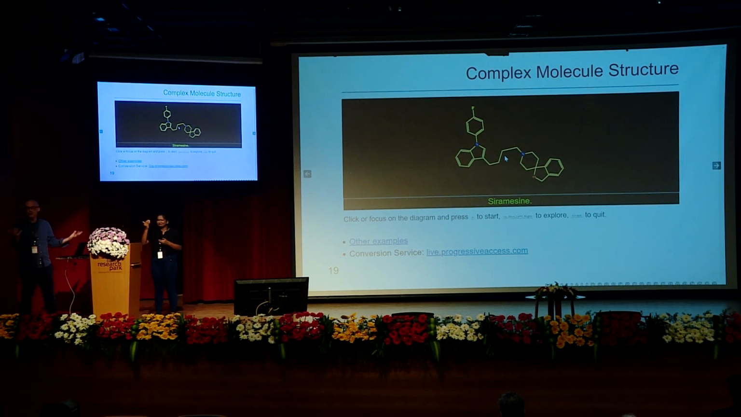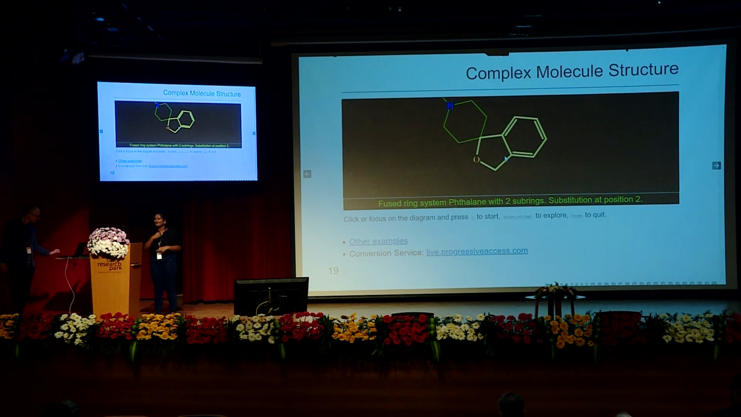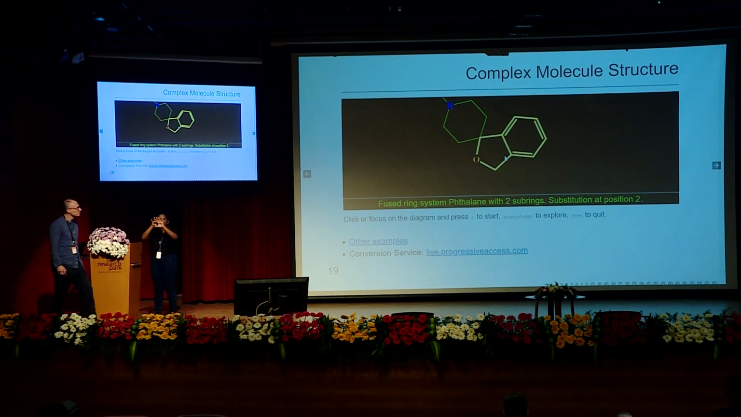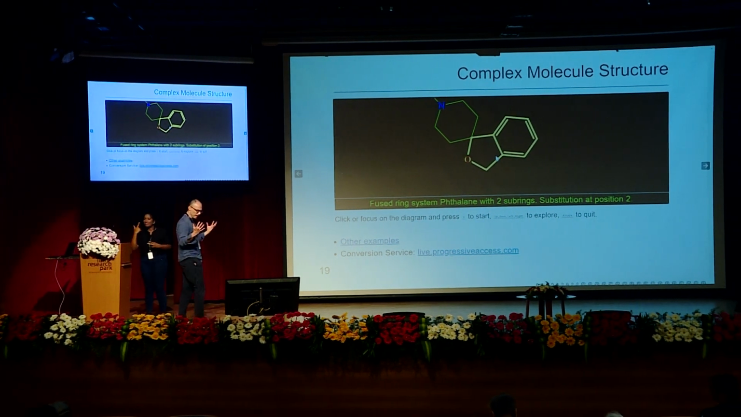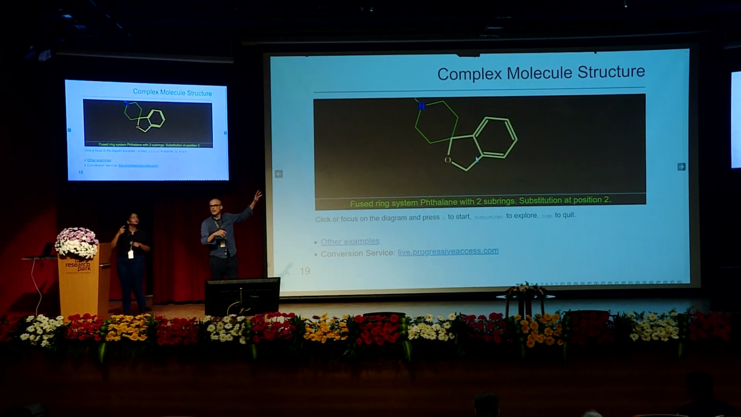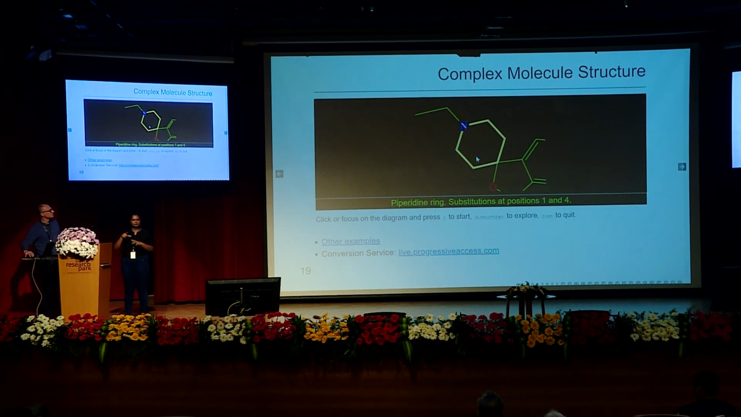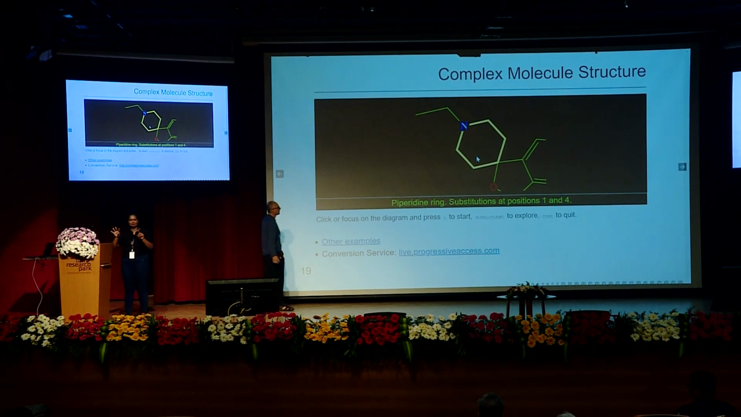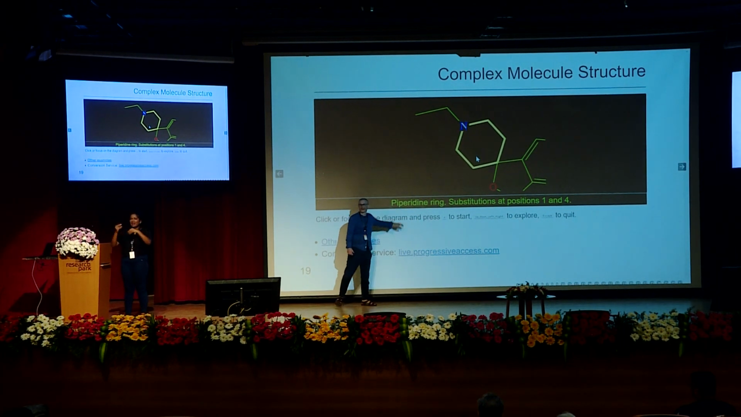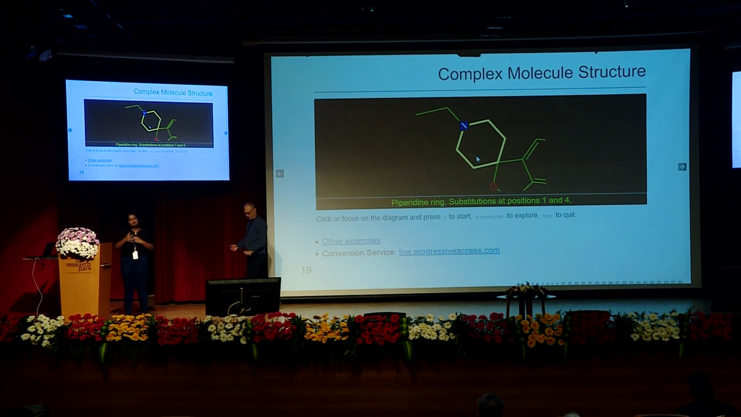And all this, there are rules for that. Chemists have rules for everything, luckily, and all we had to do is figure out what these rules are, and then we can walk through them. Fused ring system phthalate with 2 subrings. Substitution at position 2. What chemists like in particular are big ring systems, so that's where you start, and from there you go outwards and walk through your system further and further. All right, so we walk over. Piperidine ring. Substitutions at positions 1 and 4. And again, all these chemical names, we have no idea what those are. They come out of these databases.